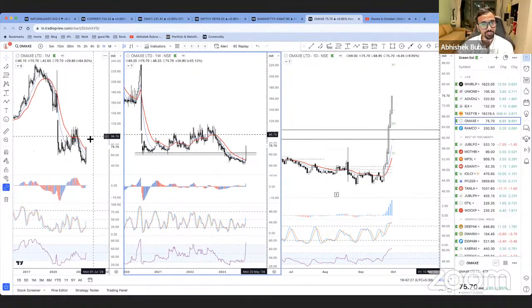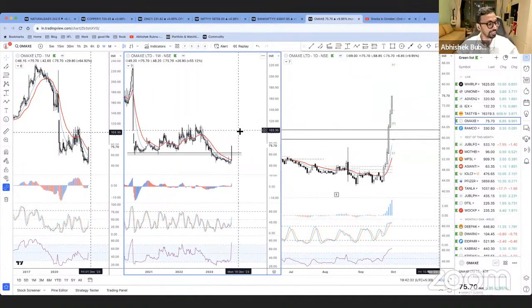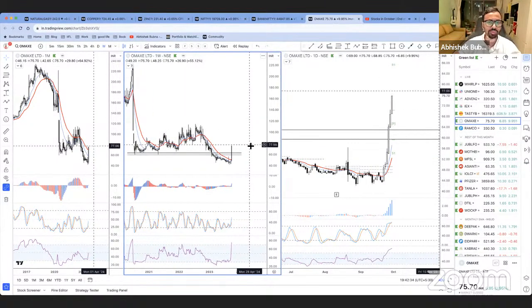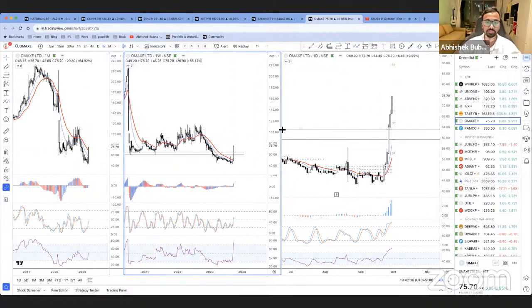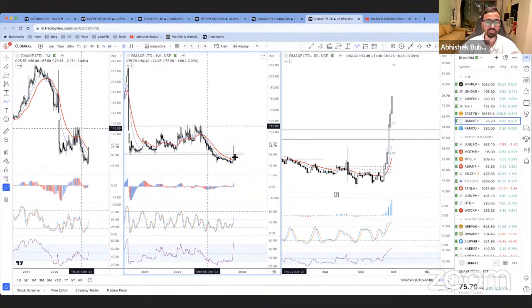I don't know the fundamentals of the stock, guys. So if you think that the fundamentals are not nice, then don't enter. But I think from a technical point of view, if it goes up, continues going up, there's a buying opportunity at least till this level anyway.